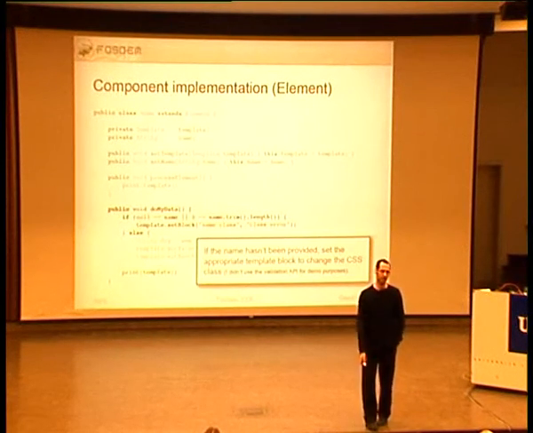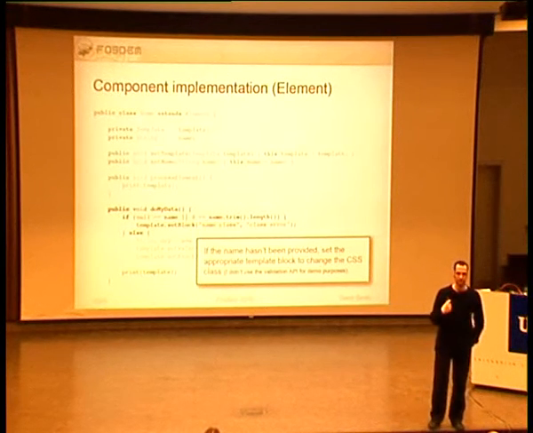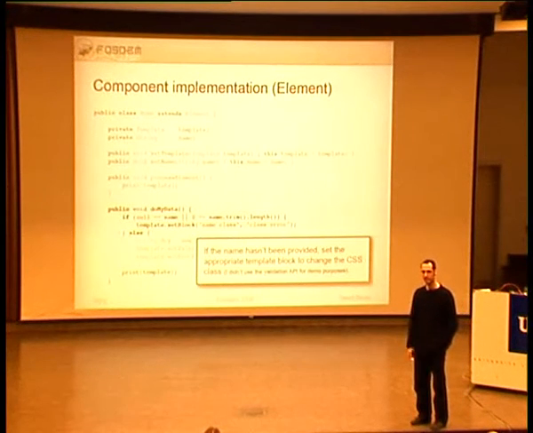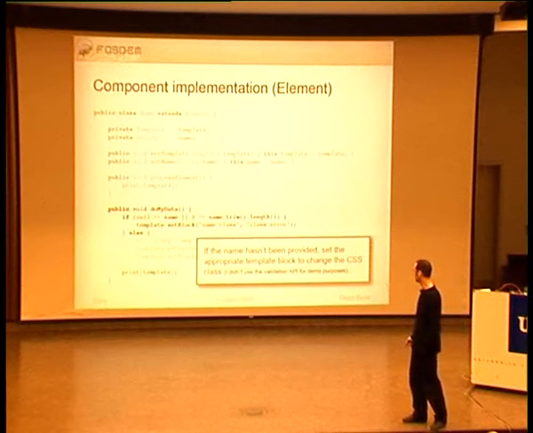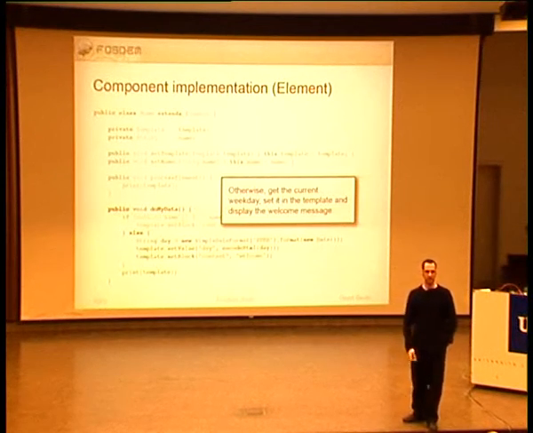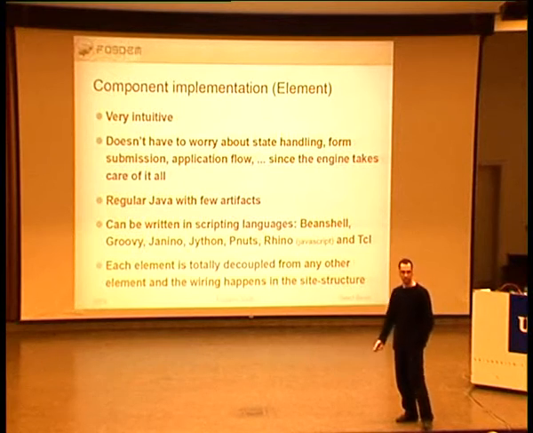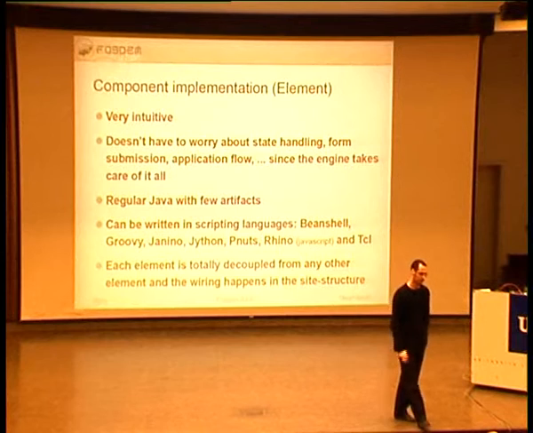If the name hasn't been filled in, so here normally I would use our validation framework, but I didn't to keep the application simple. If the name was not filled in, if it was empty, I'm going to display an error, say this is wrong, has to be filled in. And if it has been filled in, I'm going to take the day, format it, and display it in the template. That's it. That's the implementation of what I discussed in the little diagram. It's very intuitive. It does exactly what I drew out in the process diagram.